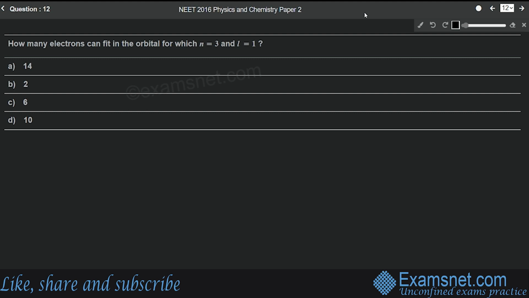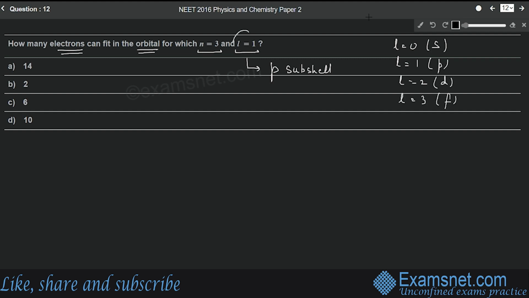Now question number 12 is from the chapter Structure of Atom, and the question is how many electrons can fit in the orbital for which n equals to 3 and L equals to 1. So L equals to 1, that means we are talking about the p subshell, right? You know, for L equals to 0 we are talking about S subshell. If L equals to 1 it means p subshell. If it is equal to 2 then D. And similarly if L equals to 3 that means F subshell.